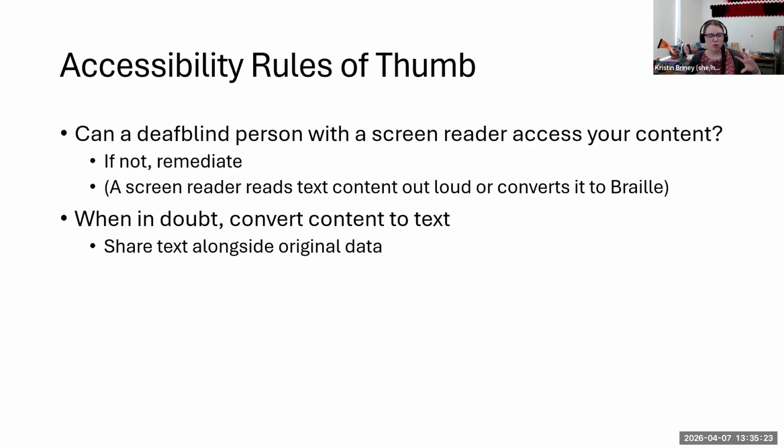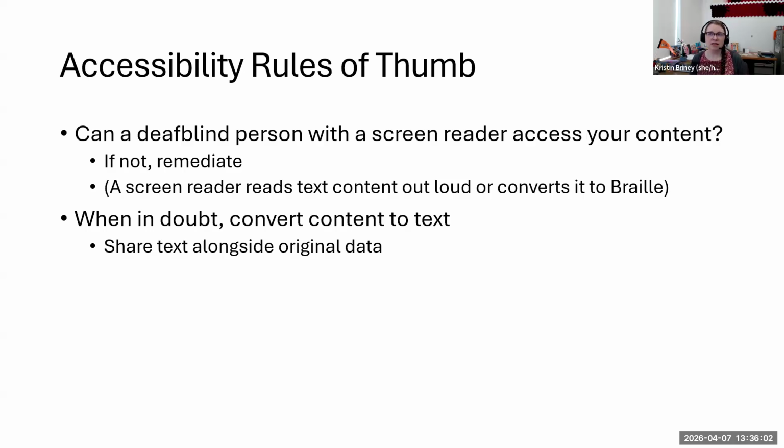When it comes to thinking about a data file, the most basic rule of thumb for accessibility is: can a deafblind person with a screen reader access your content? If you're not familiar with a screen reader, it takes whatever's on a computer screen and either reads it out loud or can convert it to Braille if somebody is deafblind and uses a refreshable Braille reader. This is a very common way for a blind person or a deafblind person to interact with a computer. And if your data set cannot be read out loud by a screen reader, then you need to remediate it.